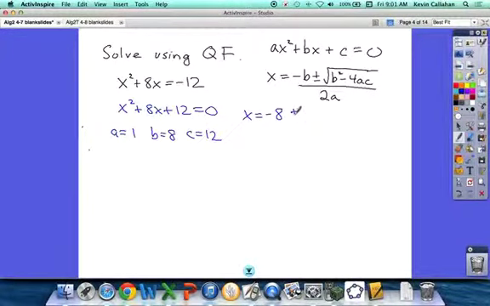Plus or minus the square root of b squared, 8 squared, minus 4 times, and the 4 is part of the formula, the a, which is 1, and times the c, which is 12. All divided by 2 times a. Don't ever forget the denominator. That's a very common thing: you just work with the numerator and forget you're dividing by something. This is 2 times 1.